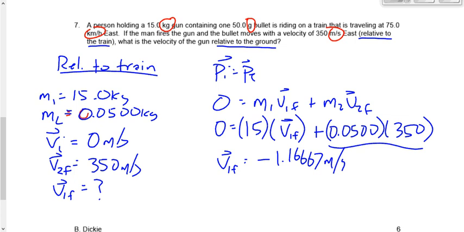Now, how fast is it moving relative to the ground? Because that's what we're looking for, right? If you remember from Physics 20, when we did relative motion, whenever you want to find the relative velocity, you have to add vectors together. Let me give an example. A nice, easy math example here.